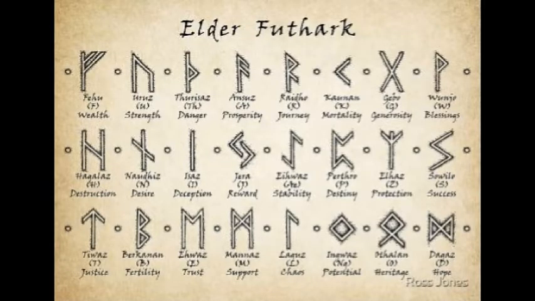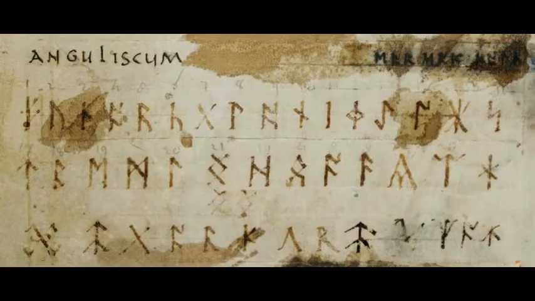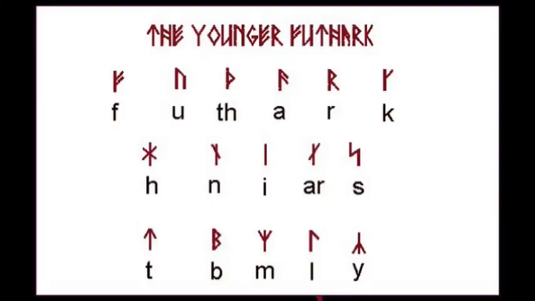The three best known runic alphabets are the Elder Futhark, around 100 to 800 AD, the Anglo-Saxon Futhork, 400 to 1100 AD, and the Younger Futhark, 800 to 1100 AD.